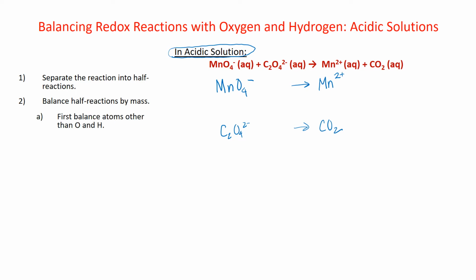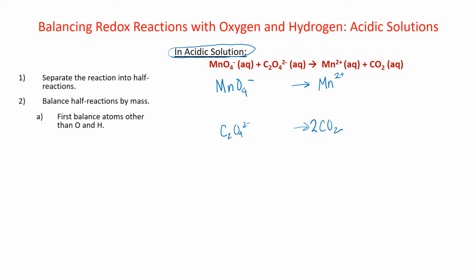So the first step is just to balance anything that's not oxygen and hydrogen first. So in that first half reaction, I've got manganese. And I've got one atom of manganese on the left and one atom on the right. So that is mass balanced for the manganese. In the second half reaction, I have carbon. So I've got two atoms of carbon on the left-hand formula and only one on the right with carbon dioxide. So I need to raise up the number of carbon on the right-hand side to 2. And we'll just add a coefficient in order to do that.